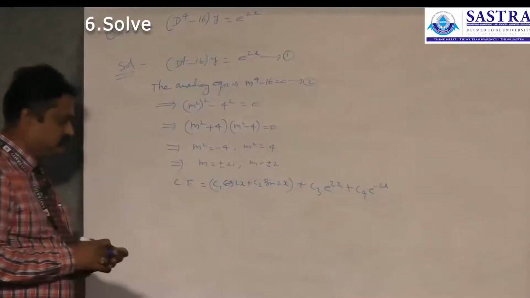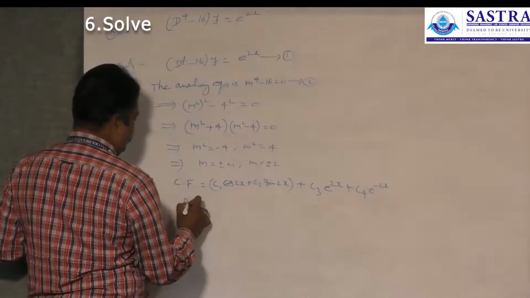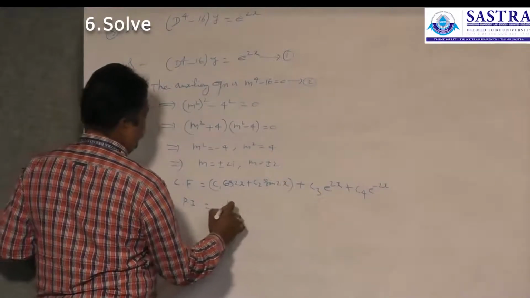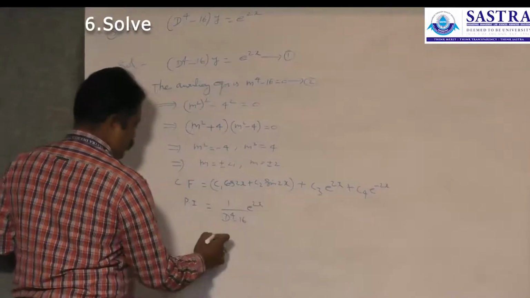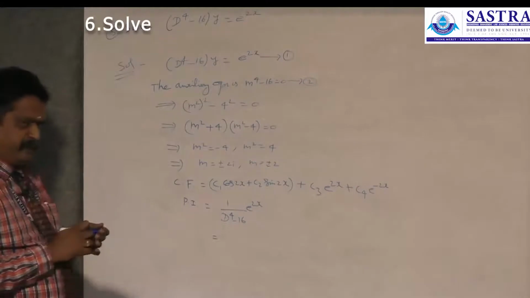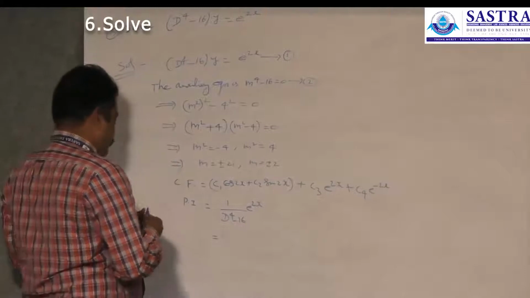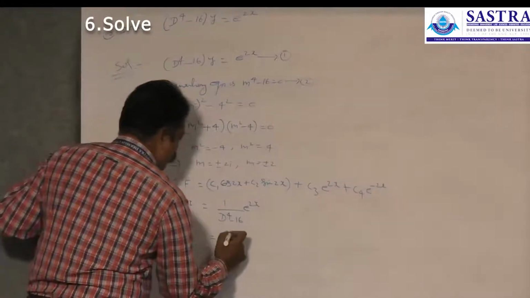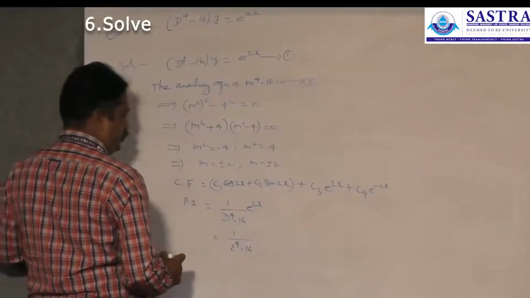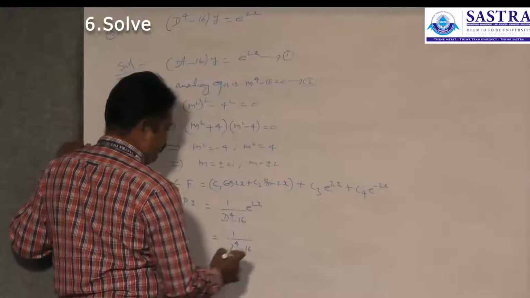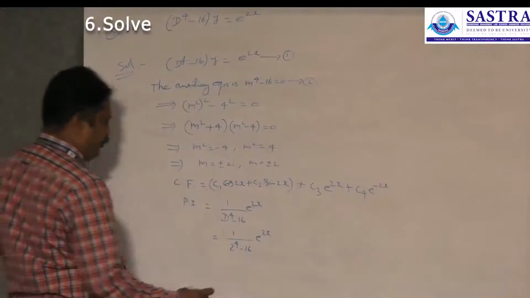Now let us find out the particular integral. Particular integral is equal to 1 divided by (D power 4 minus 16) e power 2x. It is of the form e power ax, so the procedure is D should be replaced by a. On replacing D by 2, we get 1 divided by (2 to the power 4 minus 16) e to the power 2x. 2 to the power 4 is 16, 16 minus 16 is 0. So case of failure.